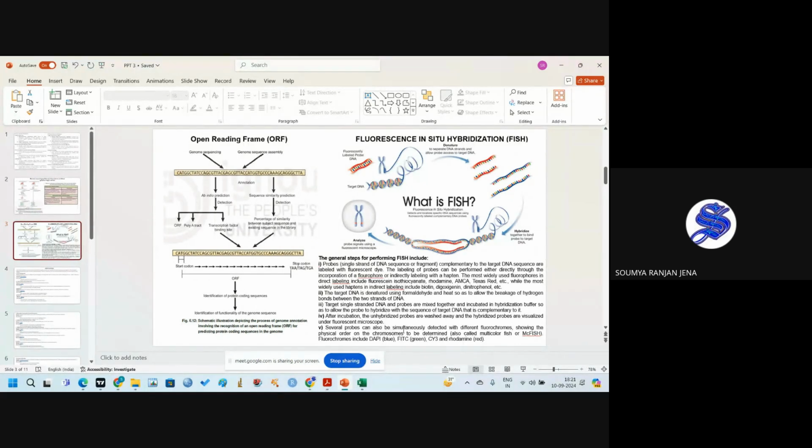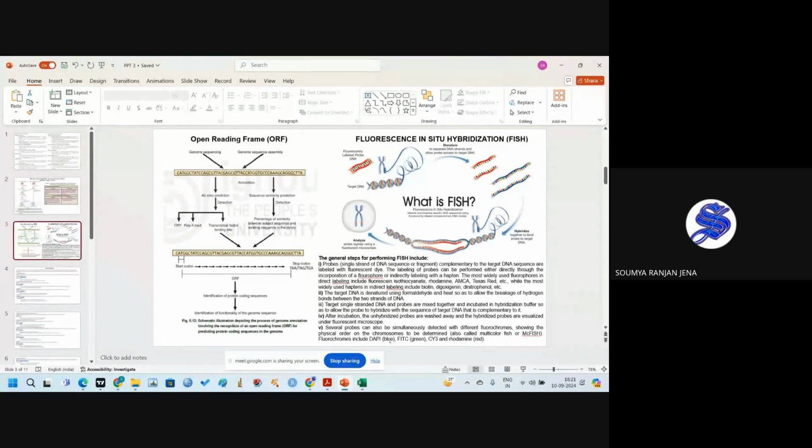Several probes can also be simultaneously detected with different fluorochromes, allowing the physical order on a chromosome to be determined. These different fluorescence channels are called fluorochromes, including DAPI, which is blue in color, FITC, which is green in color, and Cy3 and rhodamine, which are red in color. These correspond to different excitation ranges of visible light, that is blue, green, and red.